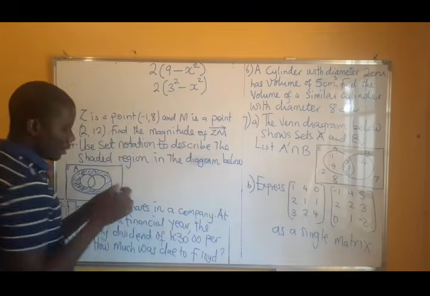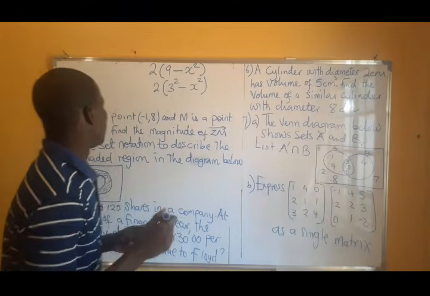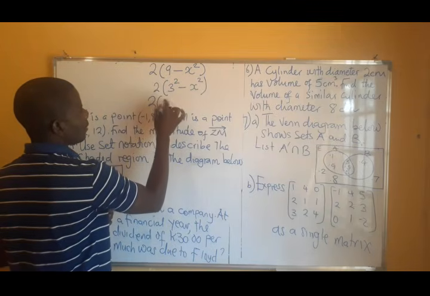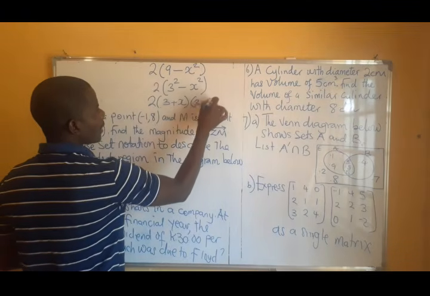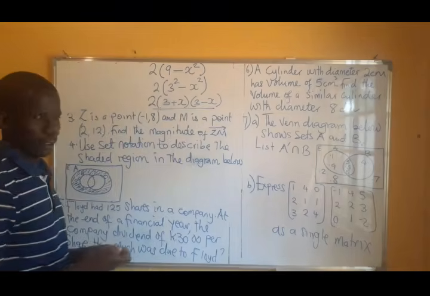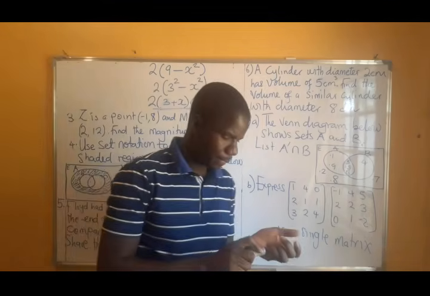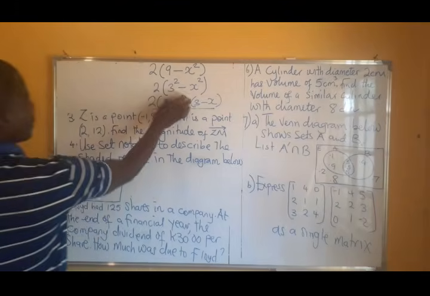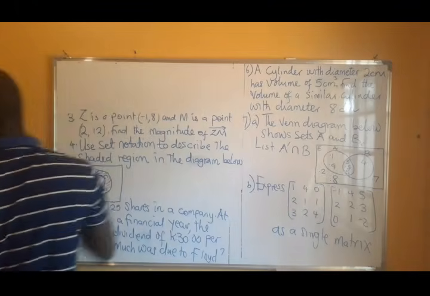So how do we factorize the difference of 2 squares? We're going to expand this one as 2 times 3 plus x, then 3 minus x. This is what is going to be our answer to question 2. So let's look at question 3.